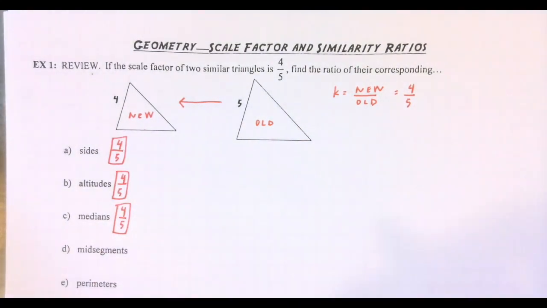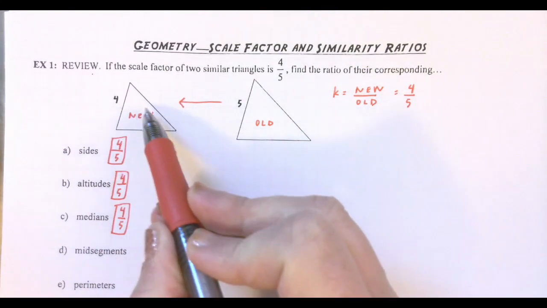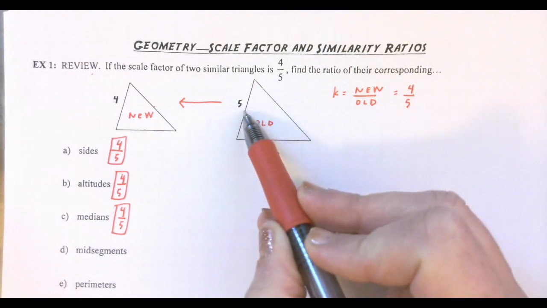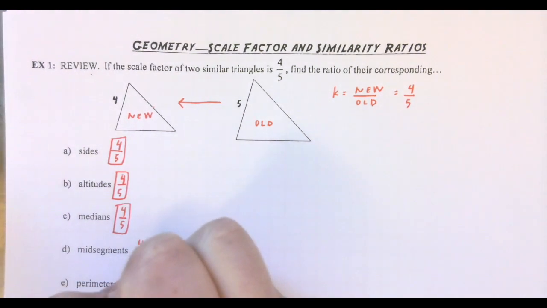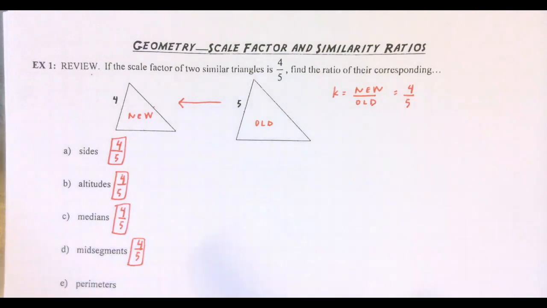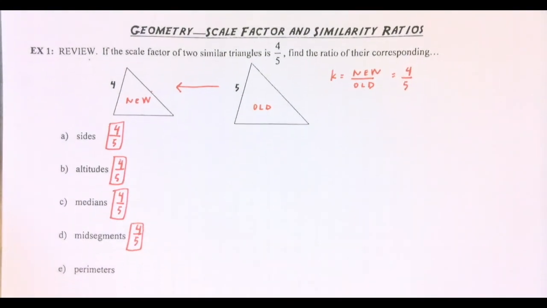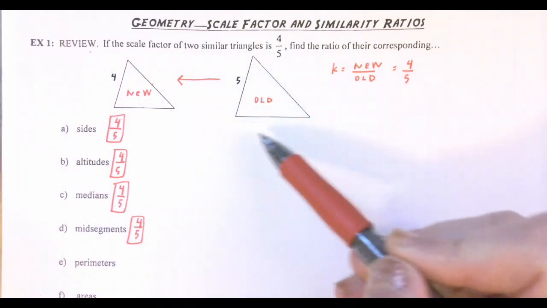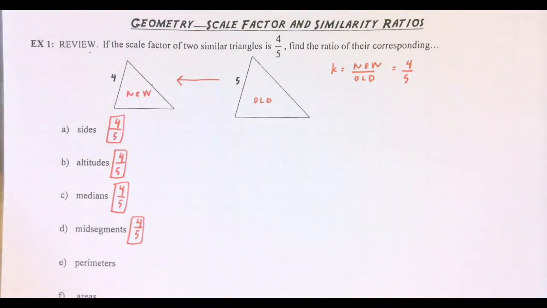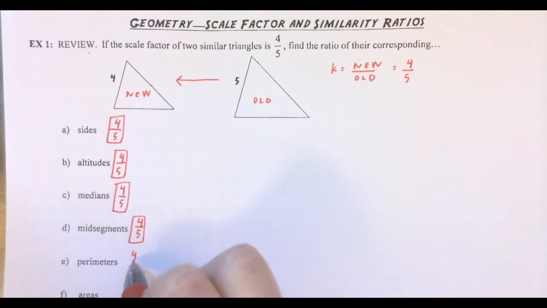Mid-segments: if I put in a midpoint here to here, a midpoint here to here, and then connected those segments, those are mid-segments. And again, they'd have the same ratio as a pair of sides as the scale factor, 4 to 5. Perimeter is just the sum of all of the sides. So if I knew all of these sides and all of these sides, they would all be in a ratio of 4 to 5. So perimeters would have to carry that ratio as well, 4 to 5.